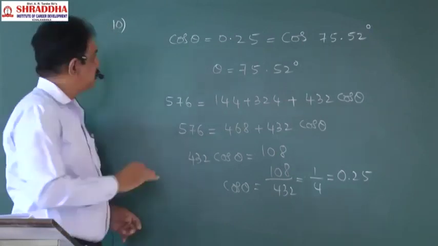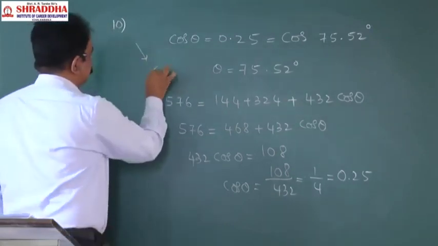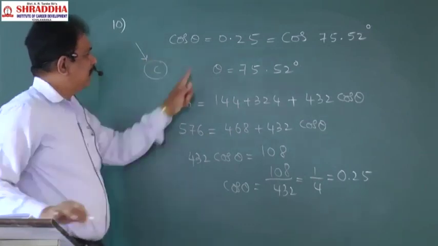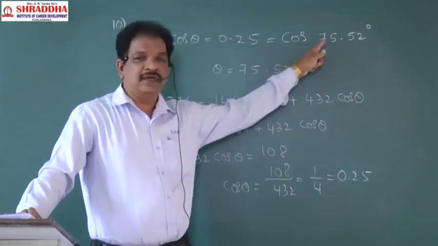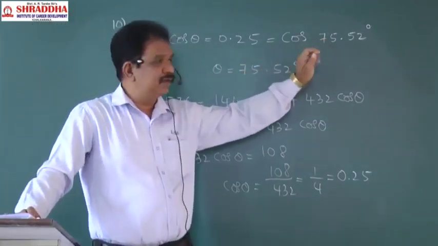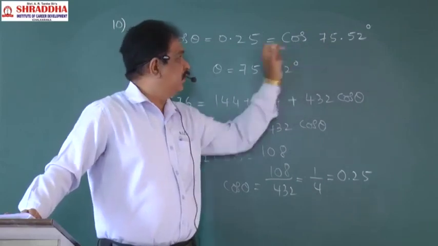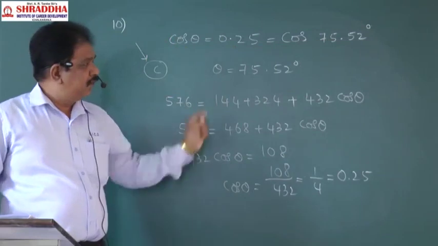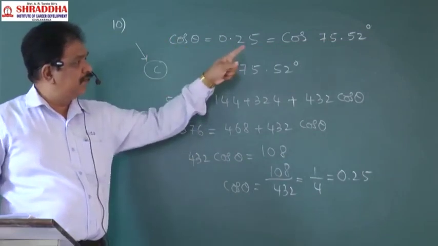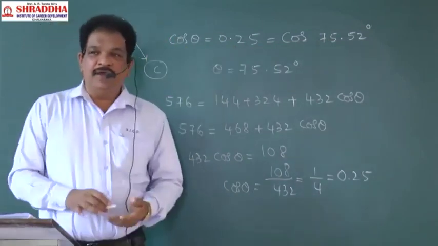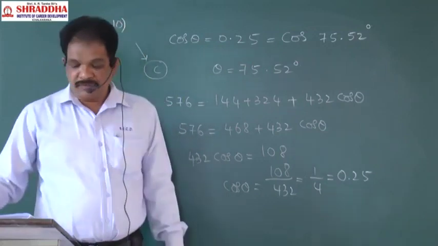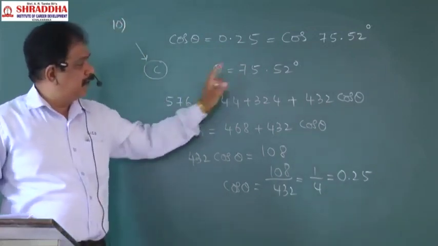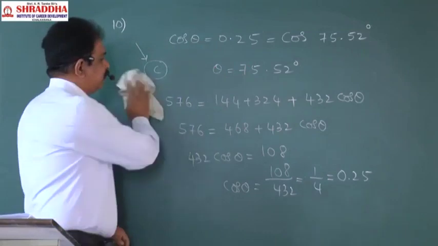What is the option for this? C. Just here you have to check natural cosines. This value here is 0.25. If you check, that will be 75.52 degrees. So the angle between A and B will be this one.